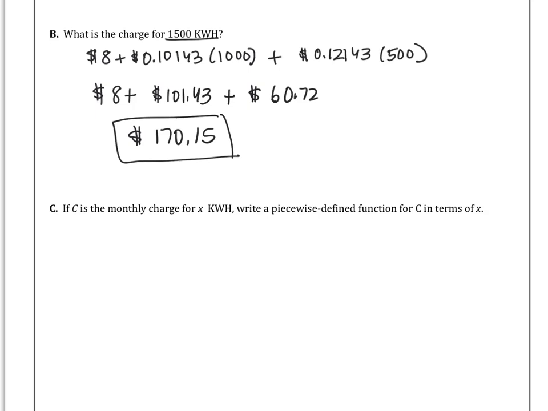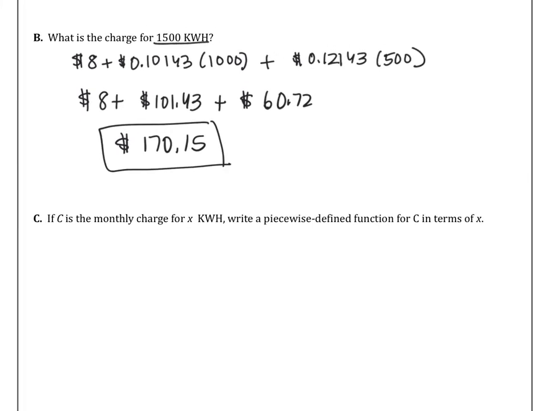All right, so when you have actual numbers, it's really not that bad trying to figure it out. But here they're asking us to actually write the function. We want to write the piecewise defined function. So that's what makes it hard. Because initially, if x is less than or equal to 1,000, it's pretty straightforward. It's just $8 plus the 0.10143 times x. But it's when it goes over that 1,000 that it becomes a problem. So let's look at how we fix that.